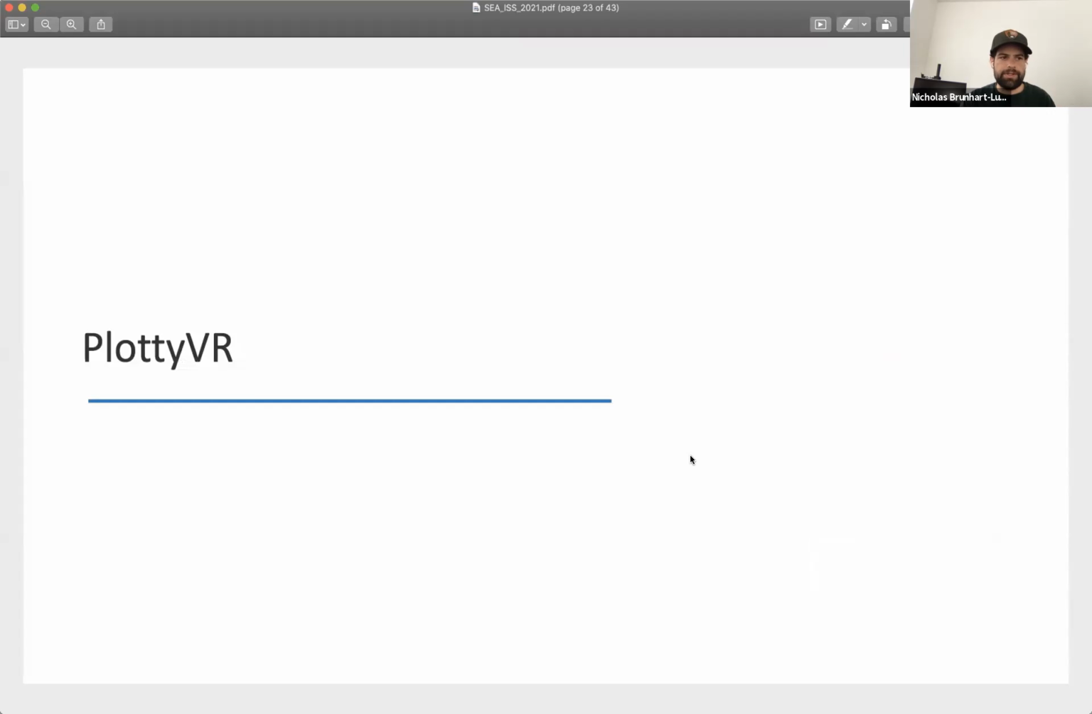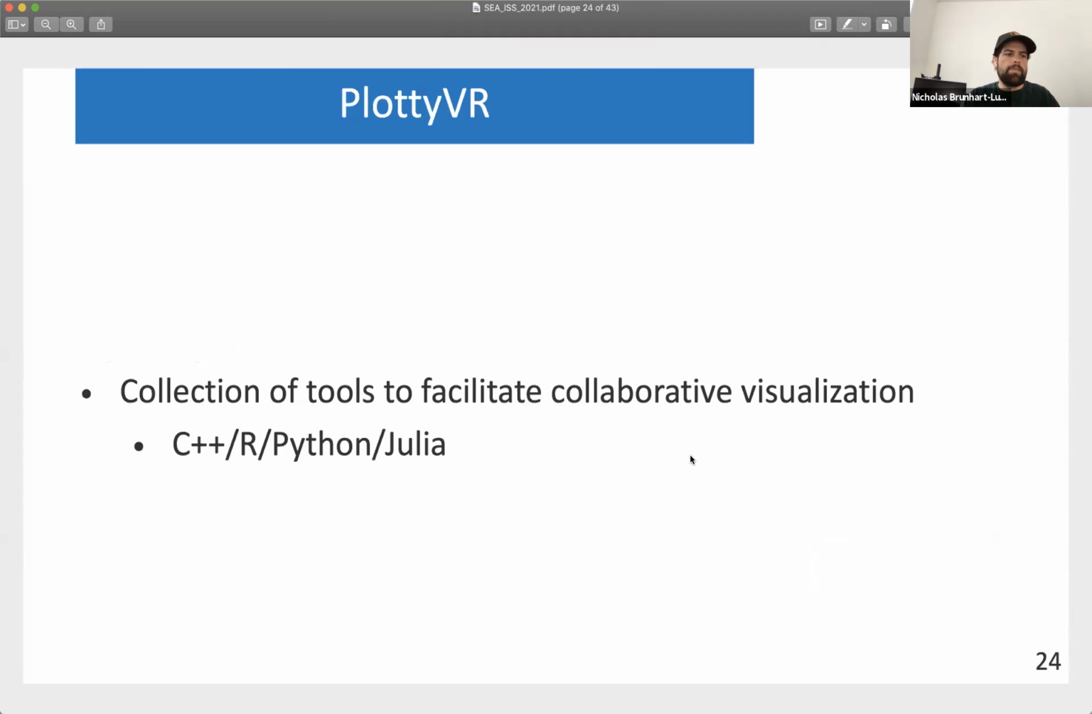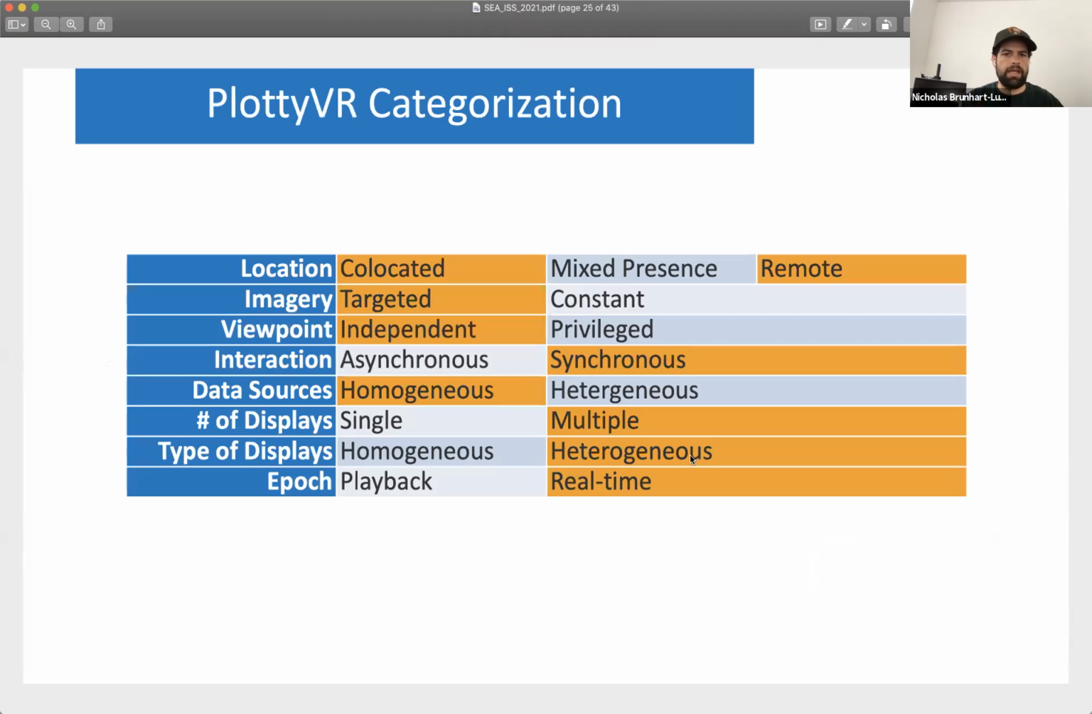So with that contribution, let's get to our other contribution, which is Plotty VR. That's our answer to collaborative visualization that we have at NREL. Plotty VR is a collection of tools that we've been working on to facilitate this sort of collaborative visualization. It's written in C++, R, Python, and Julia. It's a whole set of tools, not just a single thing.